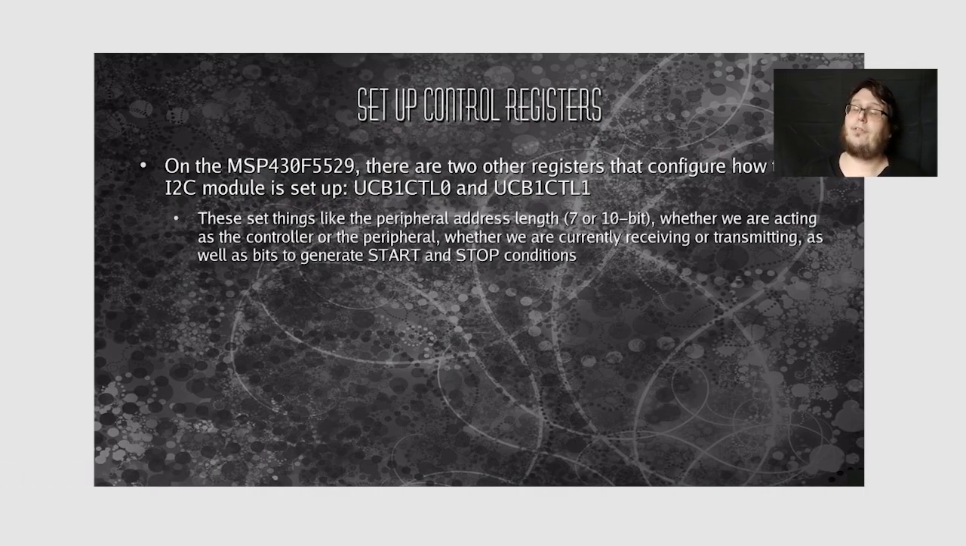These set things like the peripheral address length, whether it's going to be 7-bit or 10-bit. Almost all the time we'll be using 7-bit. Whether we are currently acting as the controller or the peripheral, because of course the MSP 430 can act as a peripheral and let another chip control the bus and act as if we're a sensor or something. This will also set whether we're currently transmitting or receiving, as well as there's bits to generate start conditions, stop conditions, acknowledge, not acknowledge, all the hardware bits that we looked at last week.